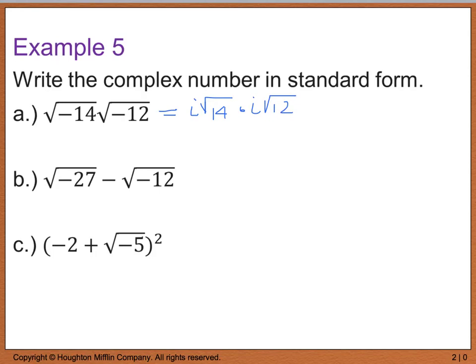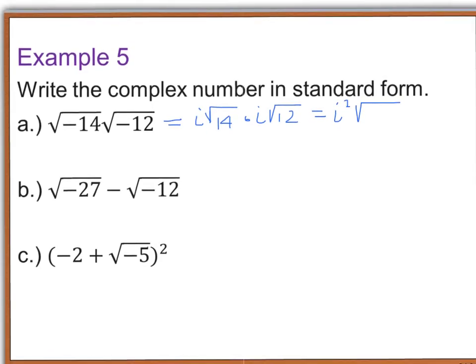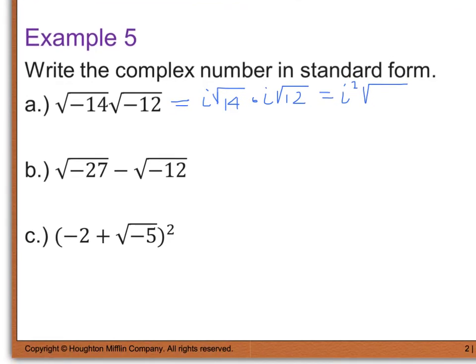So now I have i times i, which is i squared, times the square root of, and you can do 14 times 12, which gives us 168.